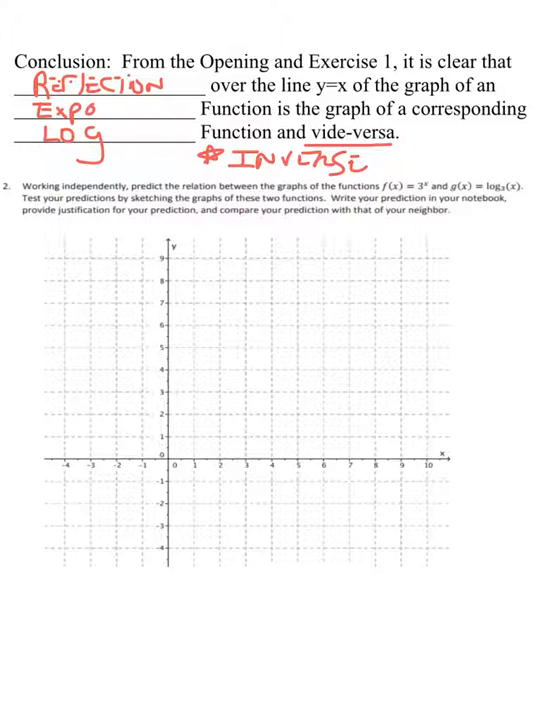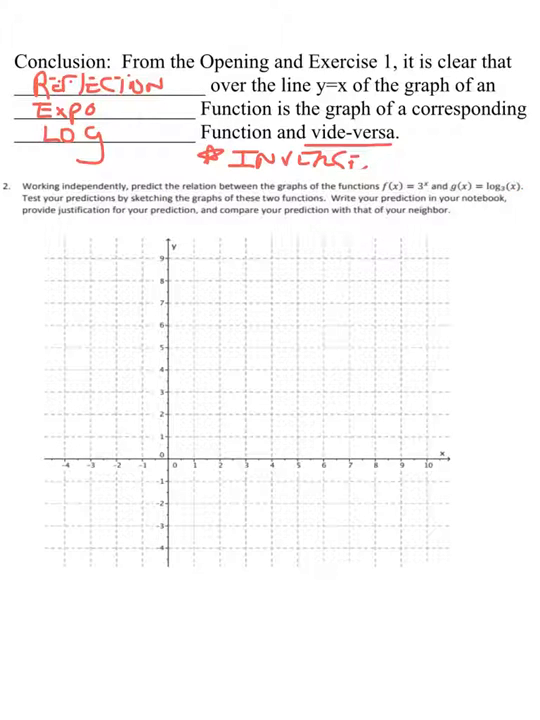Okay, so we're going to take a look at the next exercise here. That's the big discovery I want to get to, and I want to get a little bit more in on this video, and then we'll finish up this lesson in class and practice it. So if we're taking a look at this right now, I want you to work independently right here, but they want you to graph f of x equals 3 to the x, and g of x is going to be the log base 3 of x.